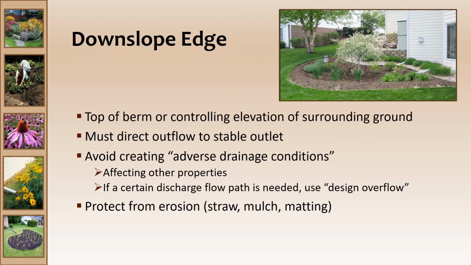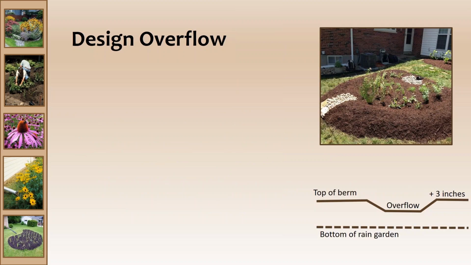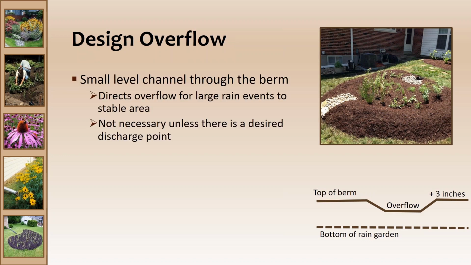The last part, the downslope edge of the berm, just talks about protecting it from erosion using mulch or netting or matting or something to that effect. So for a design overflow, you're basically cutting into the berm approximately 3 inches. Or another way to look at it is you're building the top of the berm above that overflow. So it's creating a small channel through the berm, directing the overflow to a certain area that's stable and will not create any drainage problems downstream.